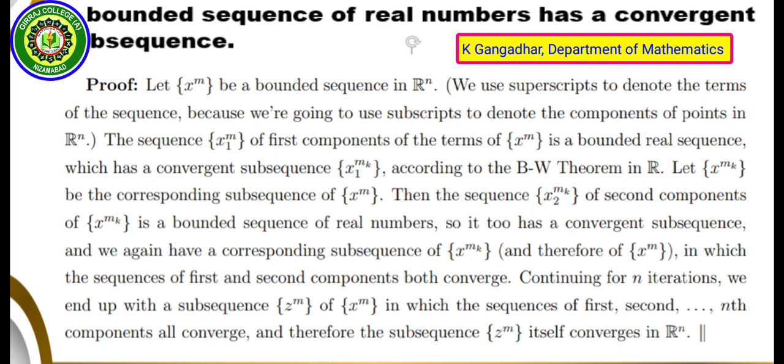Continuing for n iterations, we end up with a last subsequence, which we call z^m. That sequence is also convergent and bounded, in which the sequences of first, second, and so on up to nth components are all convergent, and therefore the subsequence z^m itself is also convergent in R^n. Therefore, every bounded sequence of real numbers has a convergent subsequence.